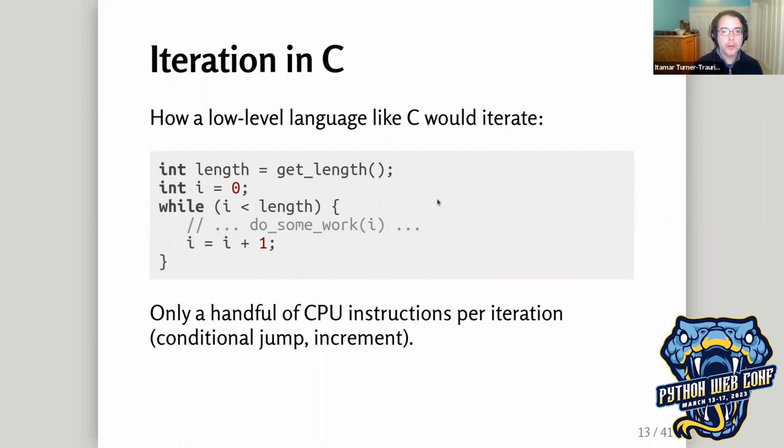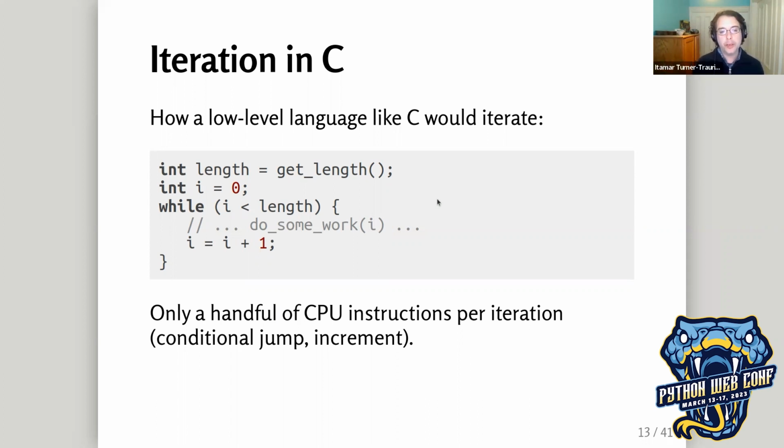So here's how you would iterate from 0 to some number in C. And C does have for loops, but I'm using a structure that's a little bit closer to the machine code that would get generated. So we get the length of however long we want to iterate for. We have i equals 0, and as long as i is smaller than the length, we do some work. In our case, it'll be looking up an item in an array and then adding it to the total.